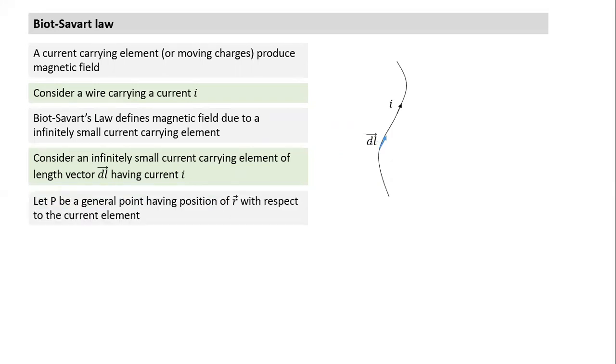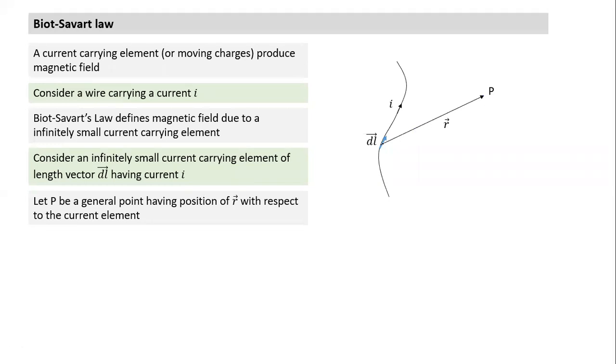Suppose we want to find the field at some general point P, created by this infinitely small element having current I and length vector dl. How do we define that point P? It has a position vector r bar. For any position vector, we need to choose a reference point, and here it is with respect to the small current element. Since the length of the current element is very small, it can be taken as a point. So the reference point is the position of the current element, or its midpoint, though midpoint is also meaningless because the length is negligible. So this is the position vector r.